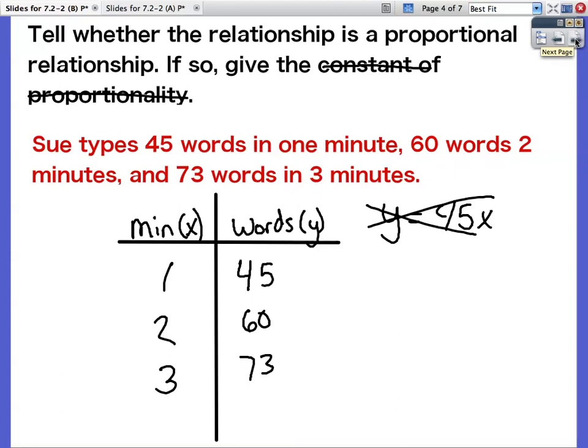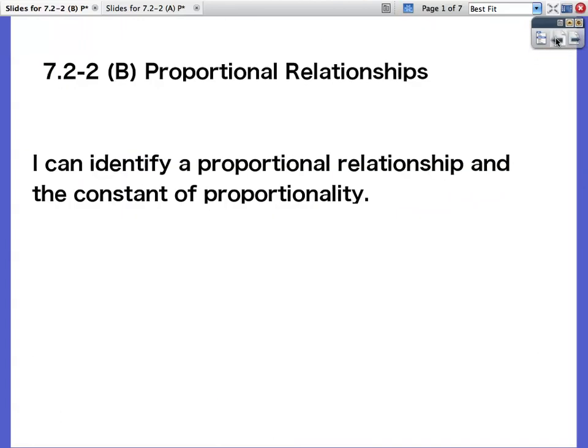So quick recap. I'm going to come all the way back to the I can statement. I can identify a proportional relationship from here to here. If the rule is not broken, it's proportional. If it is broken, it's not. If and only if a relationship is proportional, then you should have a constant of proportionality. Y equals A times X, or Y equals something times the input.